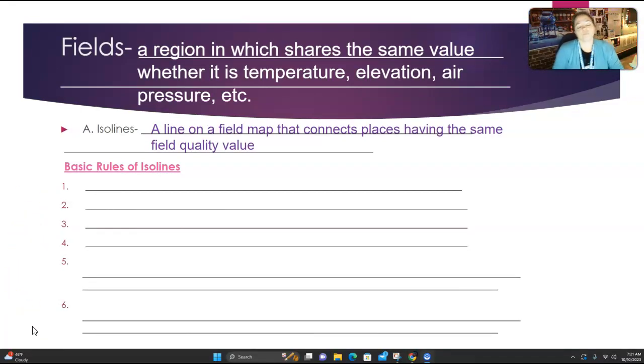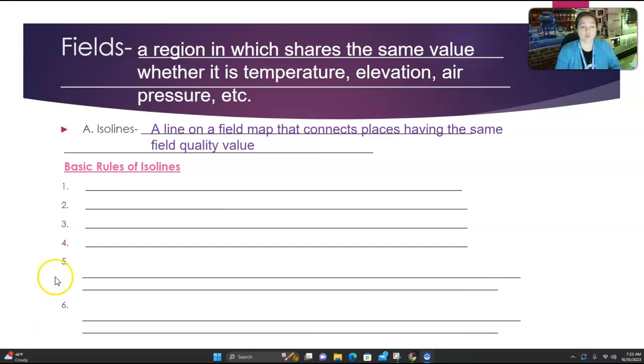So what I mean by that is the field values don't go 1, 2, 3, 4, 5, and you connect the dots. No, it's not like that. What it's talking about is, say for instance, temperature. There's 60 degrees here, 60 degrees here, 60 degrees here, 60 degrees here. You connect all the 60 degrees together. You don't count by numbers going up like that. You have to do the same number.